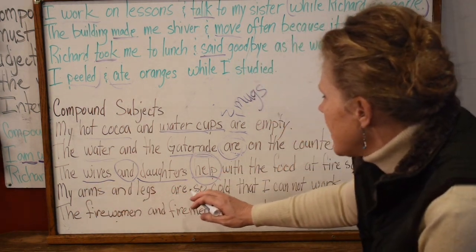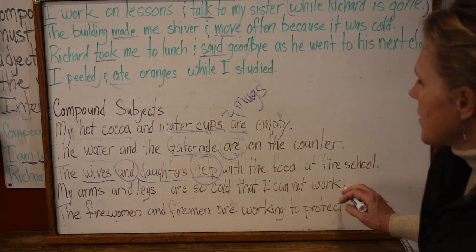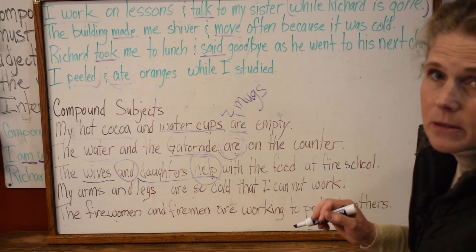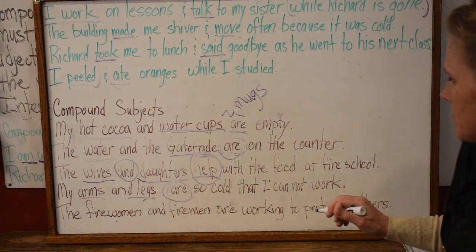My arms and legs are so cold that I cannot work, which was so true. What are your compound subjects? Arms and legs. Arms and legs goes to this plural verb.